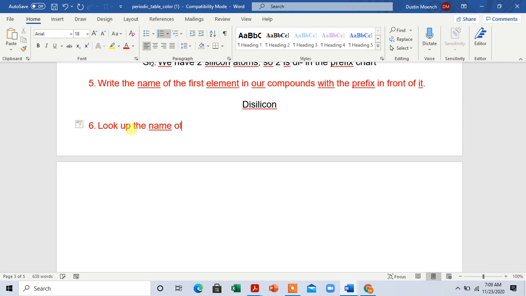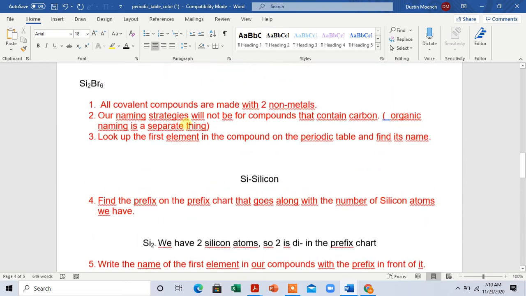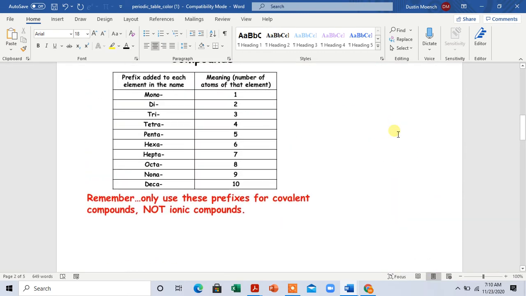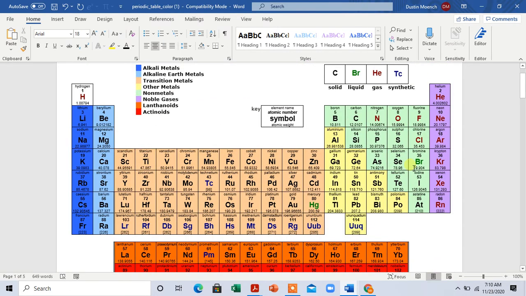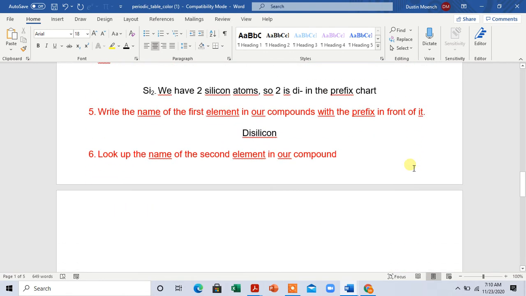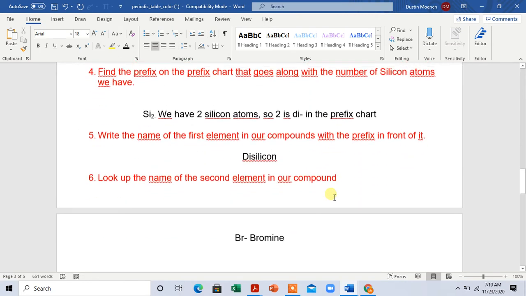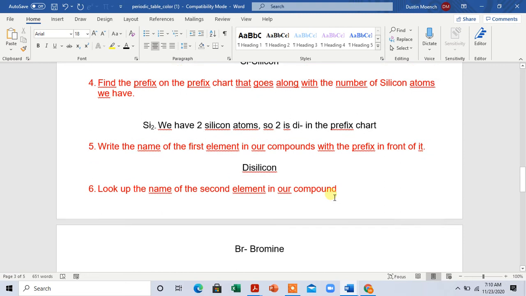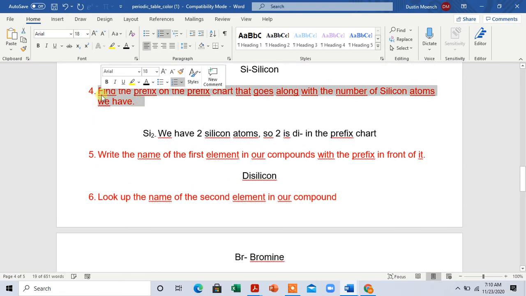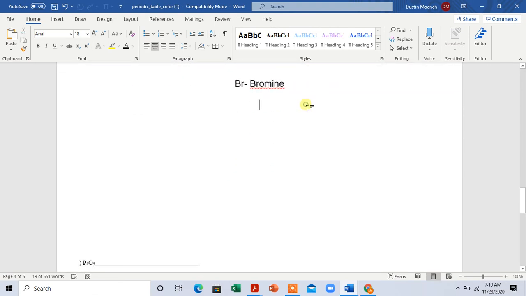Look up the name of the second element in our compound. So if we go to our formula, Br is bromine. All right? And then I'm going to redo step 4.